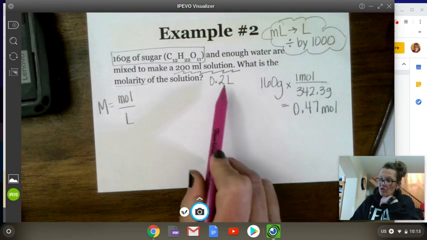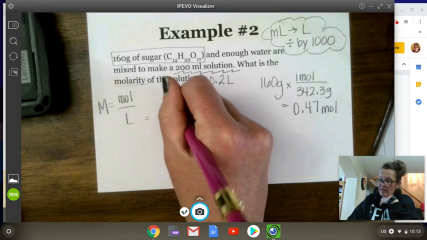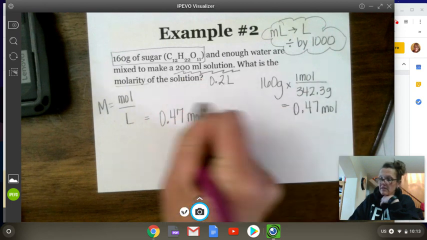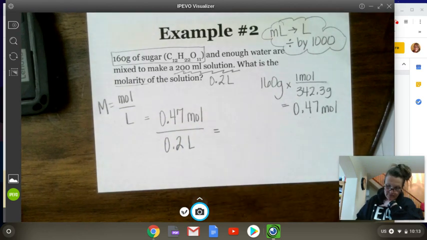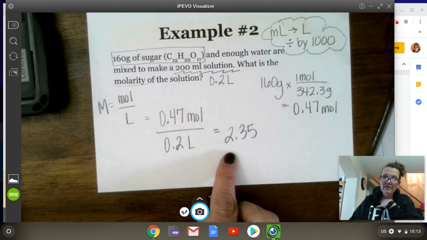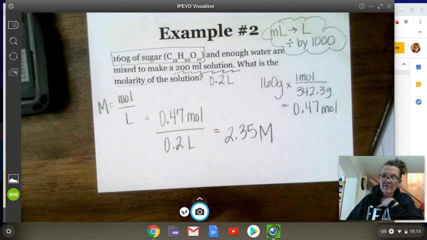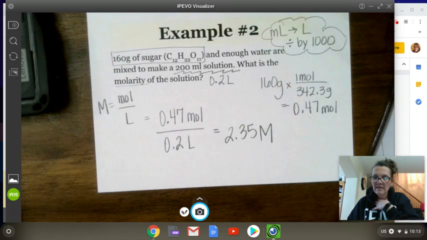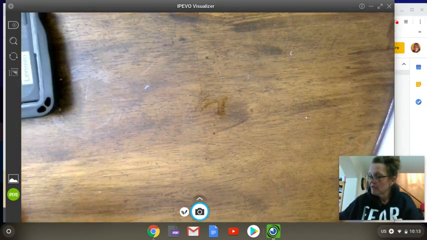Now I know my moles and I know my liters. I just have to plug it into my equation here. So 0.47 moles divided by 0.2 liters. Just plug that into my equation real quick, and I get 2.35. And again, we just calculated the molarity. The unit for molarity is a capital M. Again, this should feel very familiar. We have worked on this stuff before. Okay, let's check out example number 3.